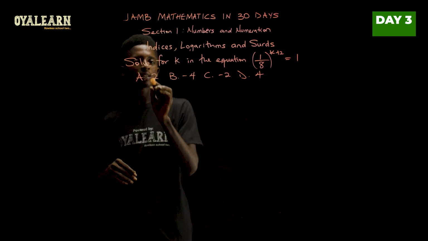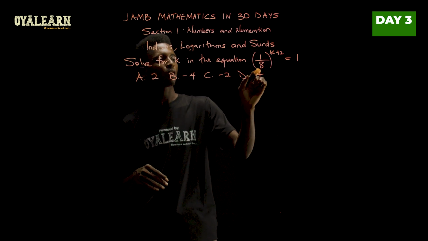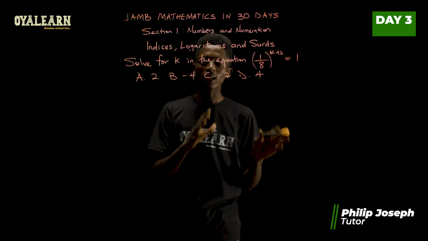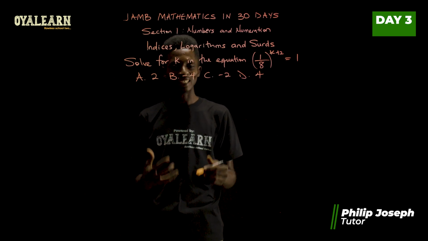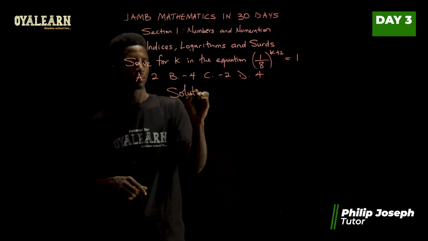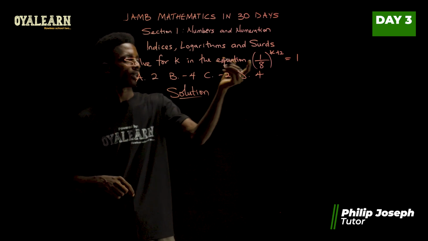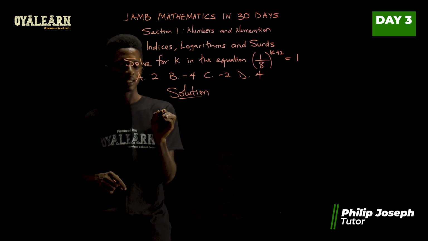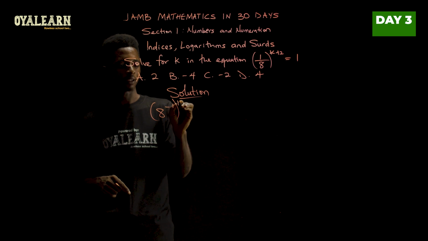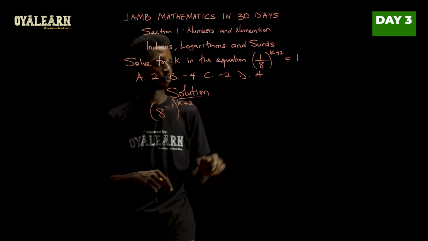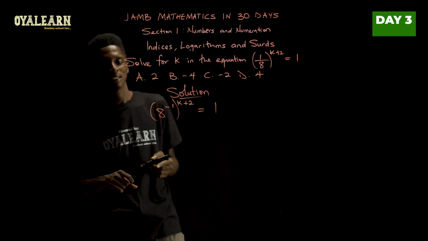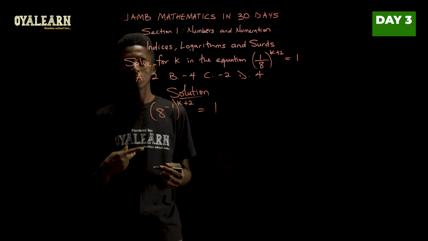Let's solve this problem that says solve for k in the equation (1/8) all bracket power of k plus 2 equals 1. In order to solve this, we have to ensure that everything has the same base. And this is how we can achieve that. Now, 1 over 8 can be written as 8 with a negative index of 1. Then this having k plus 2 equals 1. Now, the lowest possible base index for 8 is 2. And that is 2 with the power of 3.